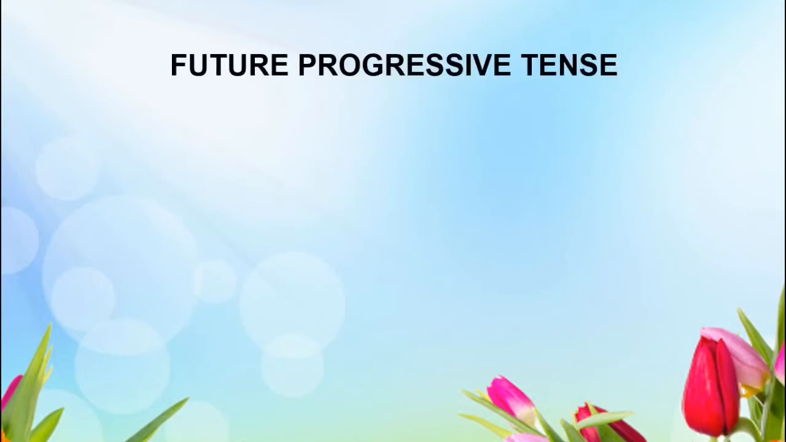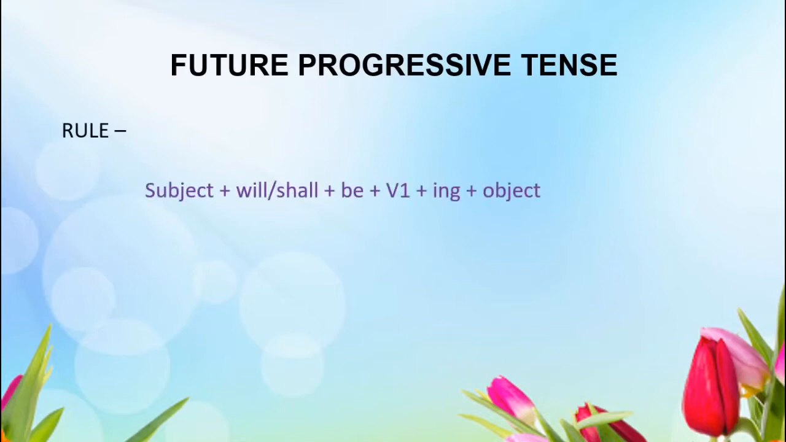Future progressive tense. Let's now read the rule of writing a sentence in future progressive tense. Subject plus will or shall plus be plus first form of the verb plus ing plus the object. Repeat with me. Subject plus will or shall plus be plus first form of the verb plus ing plus object.